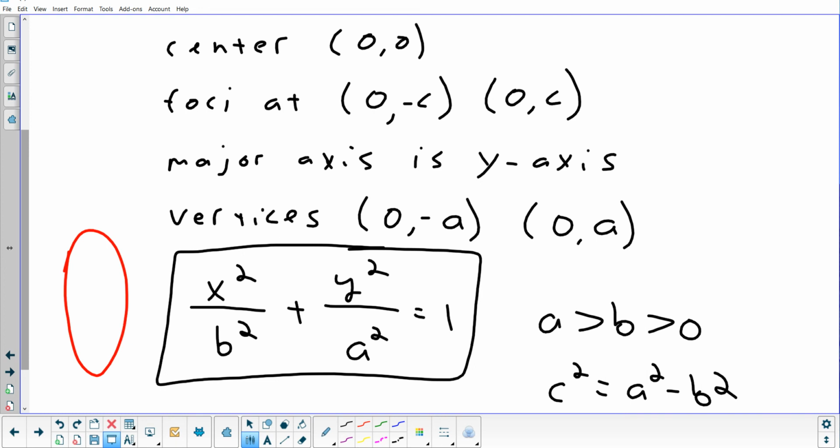Now, since A is bigger than B, and the bigger number is under the Y, the ellipse is going to open vertically. Or it doesn't open, it goes up and down.